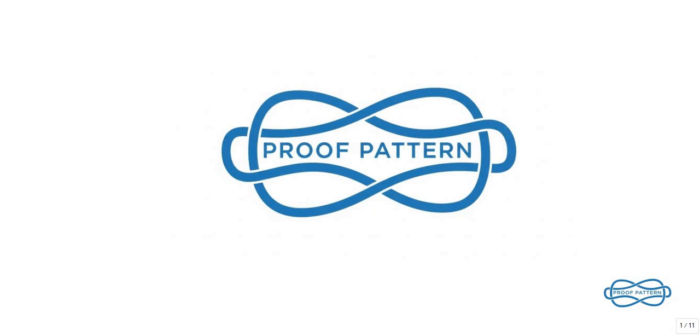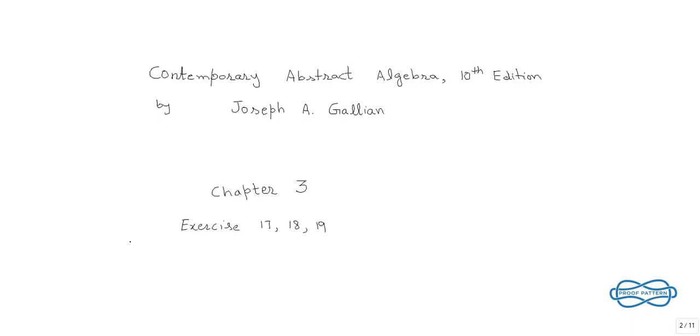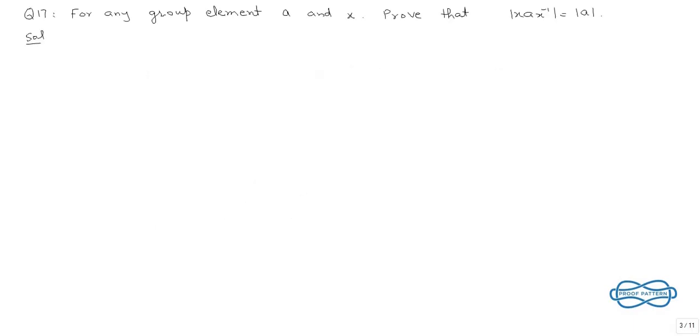In today's lecture, we will study exercises 17, 18 and 19 from chapter 3 of the book Contemporary Abstract Algebra by Joseph Gallian. The statement of question 17 is: for any group elements a and x, prove that the order of a and the order of x a x inverse are the same.